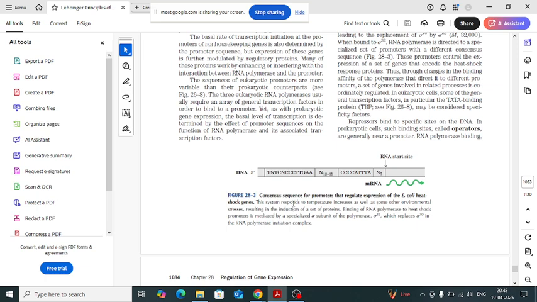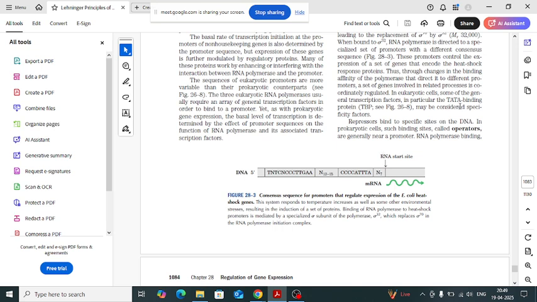So this is the consensus sequence for the promoter that regulates expression of the E. coli heat shock genes. Their expression is not constitutive, so normally they will not be expressed. But when you give heat shock to the bacteria, for example 42 degrees Celsius, the bacteria will start to express those heat shock proteins by heat shock genes. So this heat shock gene transcription is strictly regulated. Only when the temperature is increased will they be synthesized.